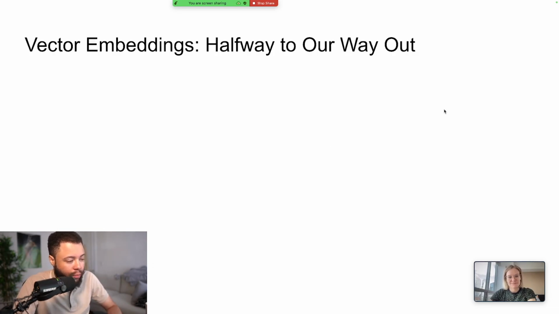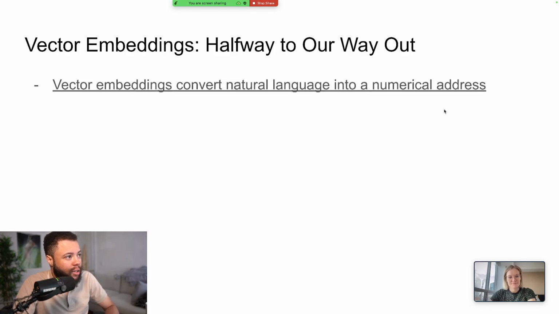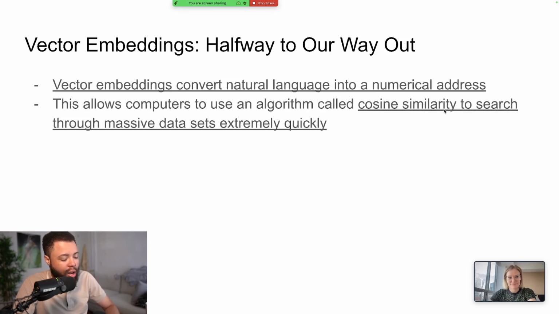So what do we do? Vector embeddings is the first thing that we'll talk about that might be able to get us out of this predicament. Vector embeddings are a way to use machine learning models to convert natural language into numerical addresses. This is a little bit technical, but there are going to be some pictures in a second. This allows computers to use an algorithm called cosine similarity, which is outside of the scope of this conversation, to search through massive data sets extremely quickly, doing what computers are good at, which is reading and writing very fast.